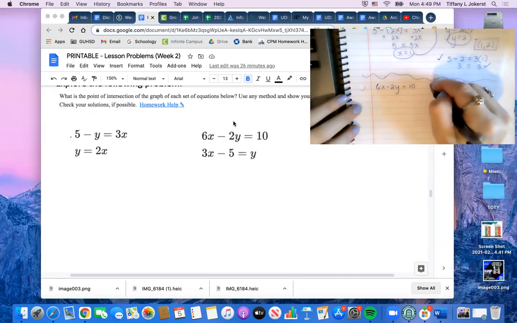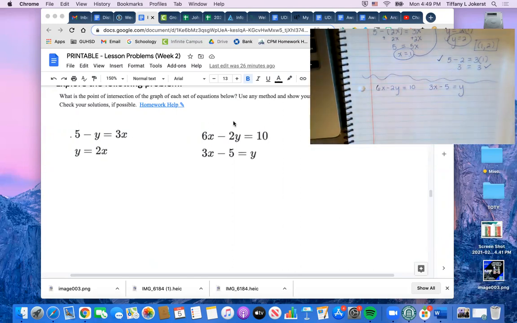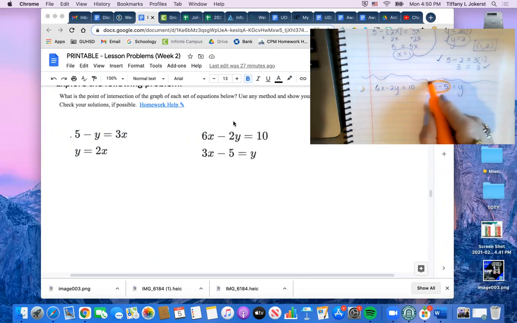And my other equation is 3x minus 5 equals y. Well, for me, naturally, this one's already solved for y. This one I would have to do some stuff to, right, to solve for x or y. This one's already solved for y, so I'm going to use this instead.